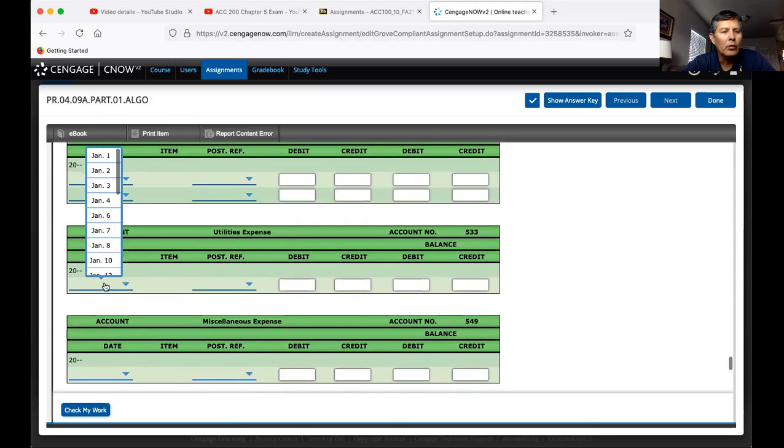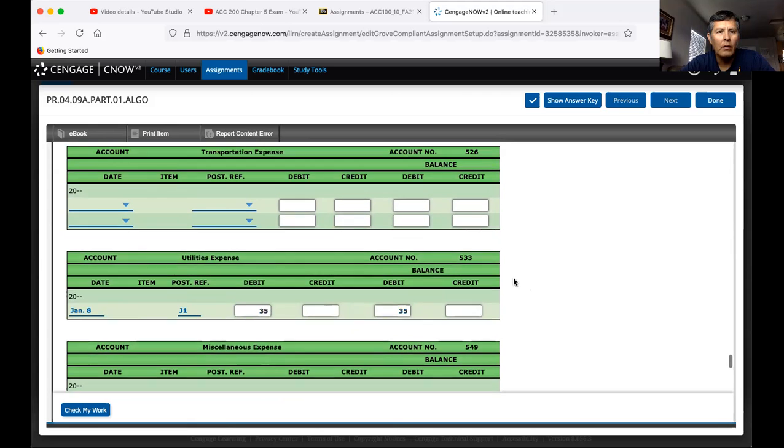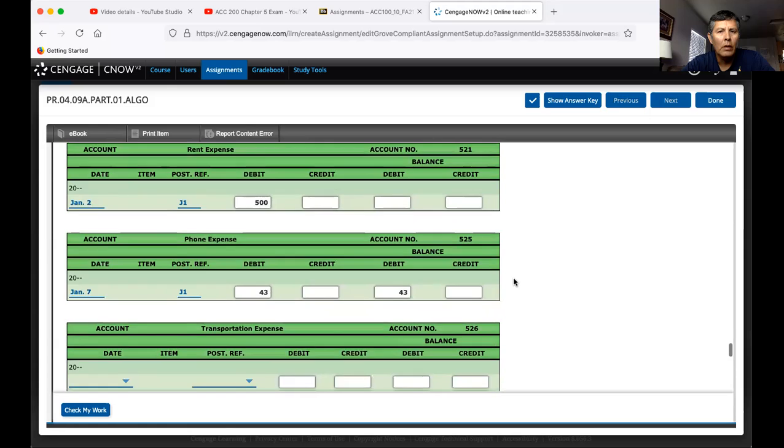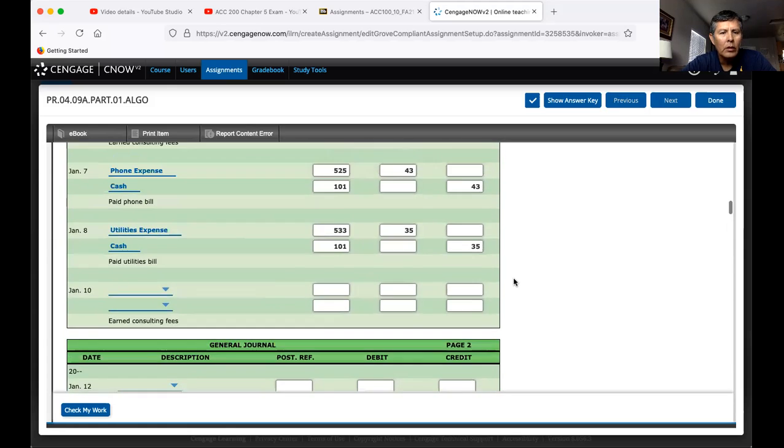Utilities expense, this was January 8th, still J1. And this is a debit balance of 35. Okay, just double check, so our ending balance will be 35. Okay, all right, so that's good to go. All right, keep going, keep going.